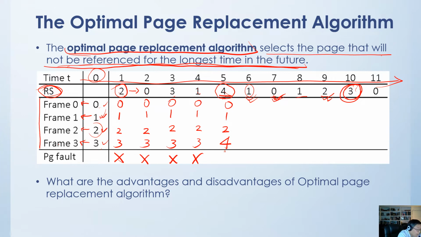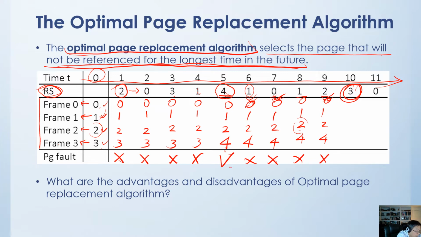Okay, so what's next? Next, page 1. Yes, page 1 is in the physical memory. So there's no page fault, right? And then what about page 0? Page 0 is in frame number 0, so we don't need to change it. It's no page fault. 1, that's okay. So no page fault. 2, that's okay. It's still all in the physical memory. So 1, 2, 3, 4, no page fault.